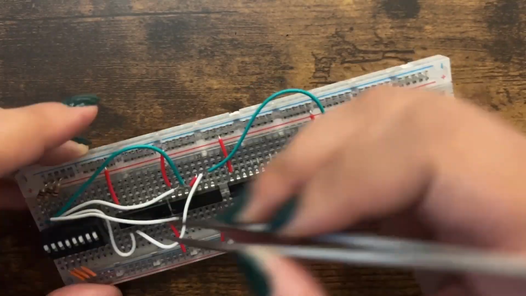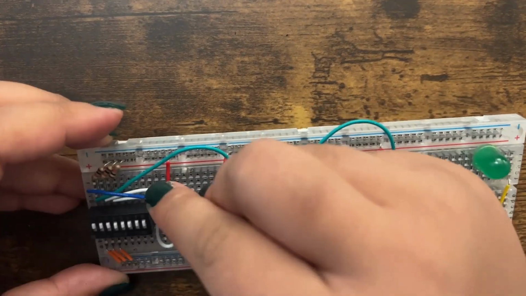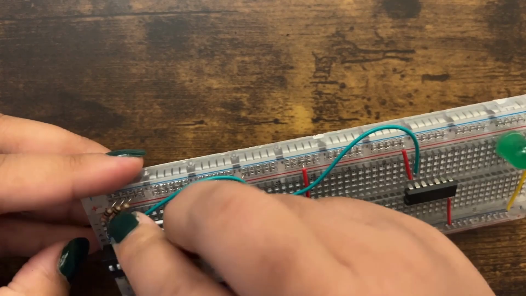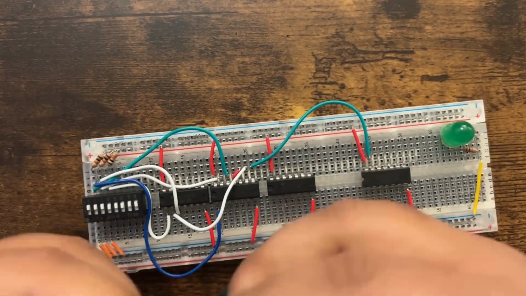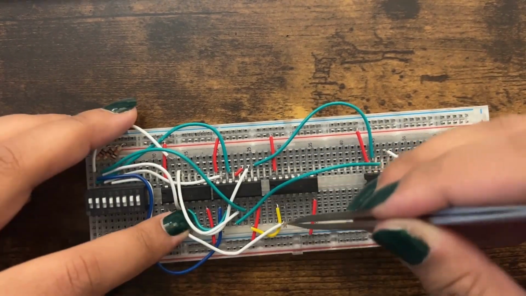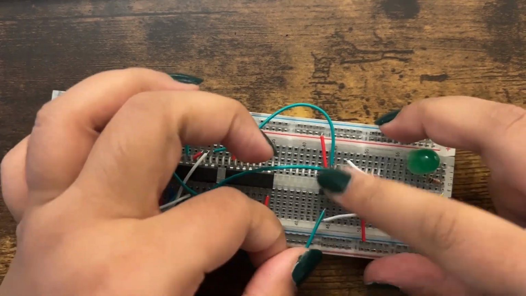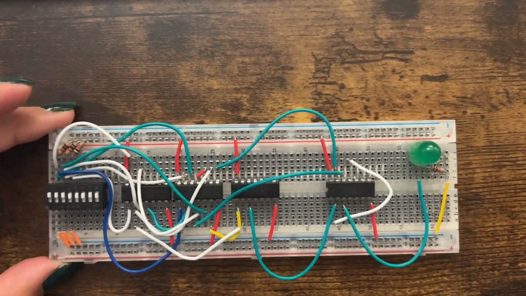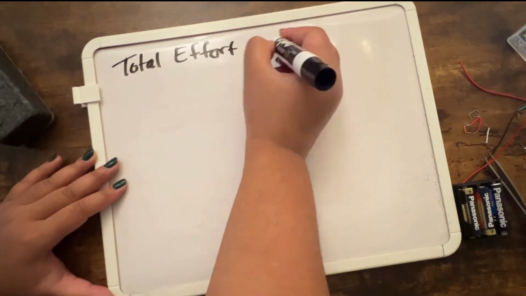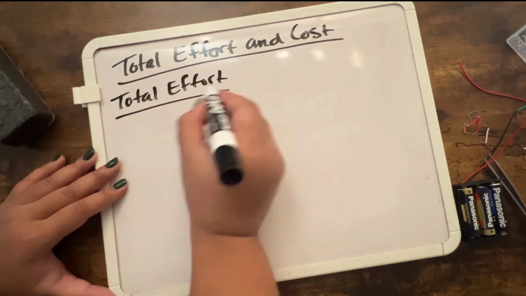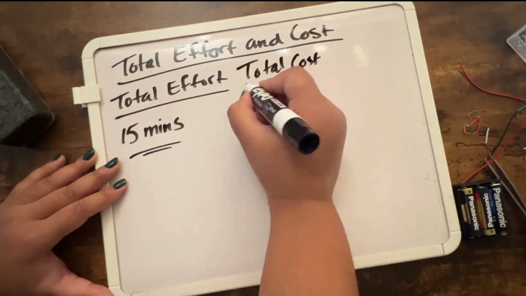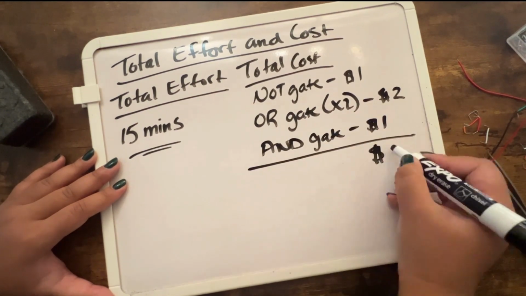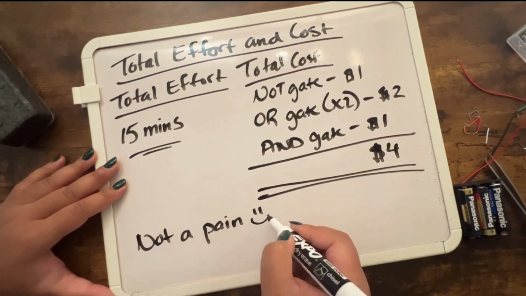For this one, I didn't really have a concern of running out of input spots, which was really nice, and I didn't need any extra gates or anything like that. As you can see, things are running pretty smoothly. And then in the end, it worked. So that was great as well. So what was the total cost and effort that went into this? Well, it only took me 15 minutes to build, and we only needed one NOT gate, two OR gates, and one AND gate. So it was about $4, and it wasn't a huge pain.